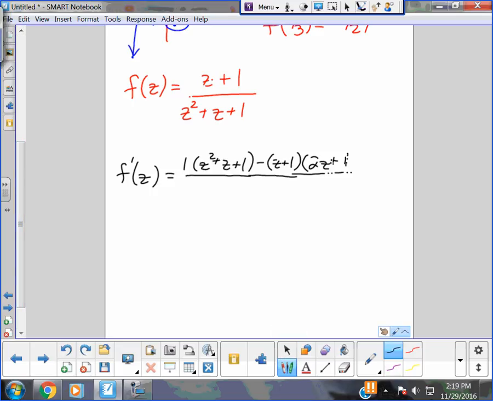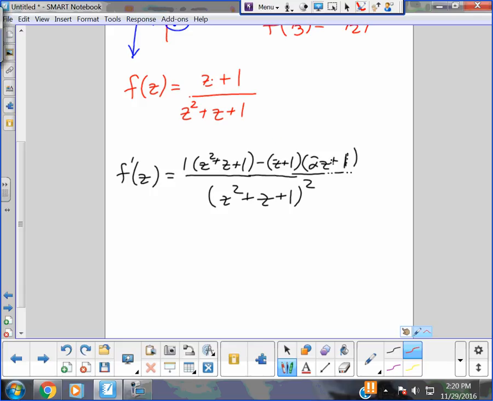All over what? Z squared plus z plus 1 quantity squared. Now listen, I have to simplify this. Remember I was talking about the last test? I'm going to solve this to 0. I'm going to have to multiply these two binomials, and then make sure I distribute the negative sign correctly to all three terms.